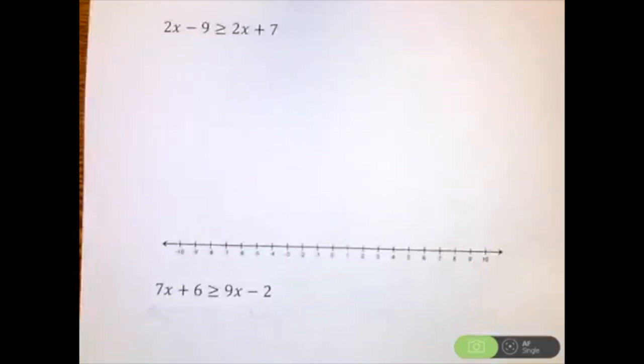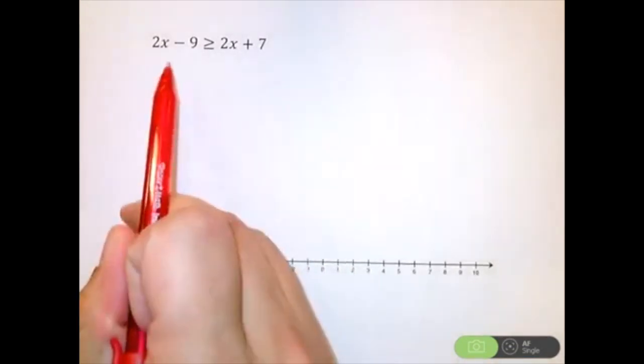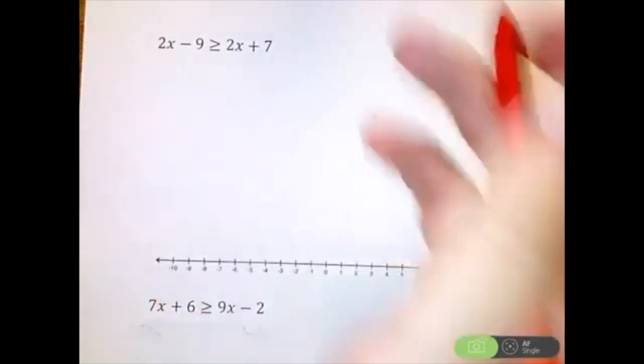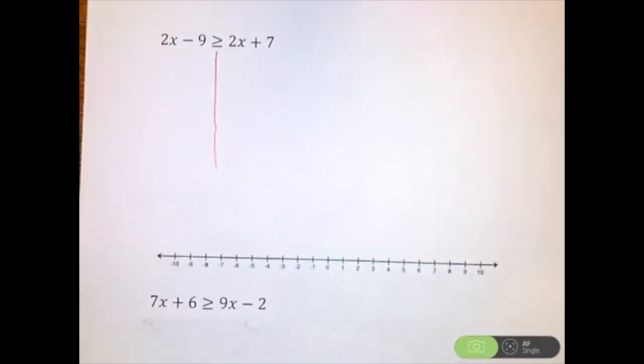A few more problems I want to look at, a few more special cases. So on the back side, I see 2x minus 9 is greater than or equal to 2x plus 7. There are no parentheses there, so I don't need to distribute. If there were parentheses, we would be distributing. I see 2x on the left side, I see 2x on the right side. We've got to get those together.